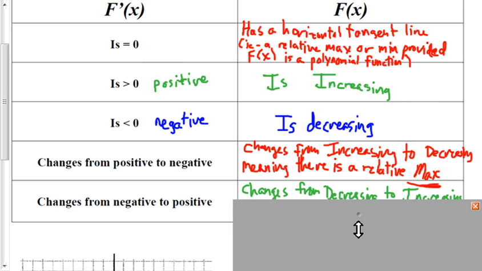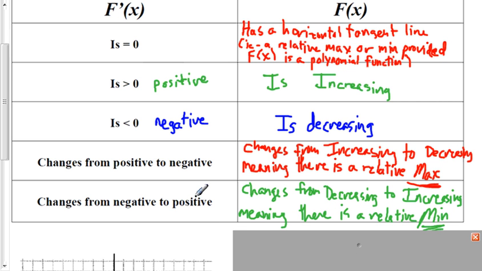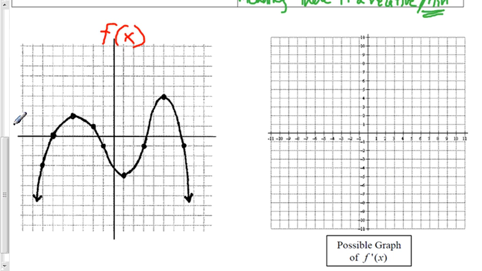And again, vice versa, as I change from negative to positive, that means my original function was going from a decreasing function to an increasing function, which now tells me at that value there's a relative minimum. And we're going to start looking at some graphs and trying to see what we can get. All right, let's do that down bottom here. A little tricky here. The graph on the left is the original function f of x, and what we're going to do is try to make the graph of the derivative, f prime of x.